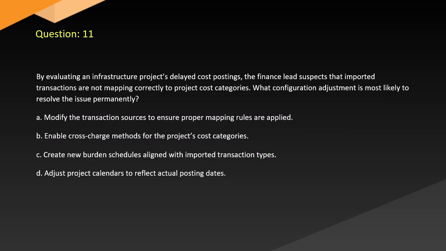Question 11. By evaluating an infrastructure project's delayed cost postings, the finance lead suspects that imported transactions are not mapping correctly to project cost categories. What configuration adjustment is most likely to resolve the issue permanently? A. Modify the transaction sources to ensure proper mapping rules are applied. B. Enable cross-charge methods for the project's cost categories. C. Create new burden schedules aligned with imported transaction types. D. Adjust project calendars to reflect actual posting dates.